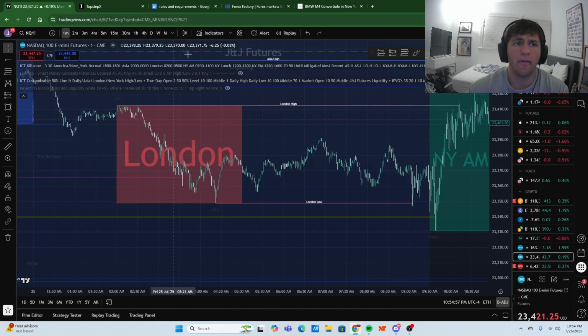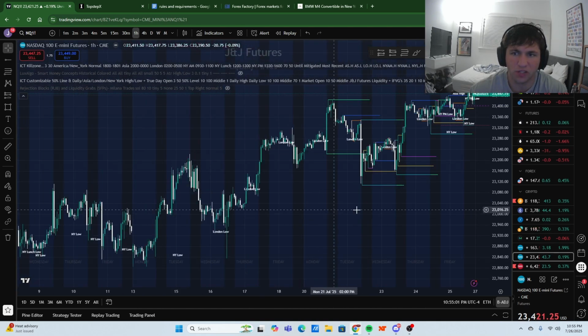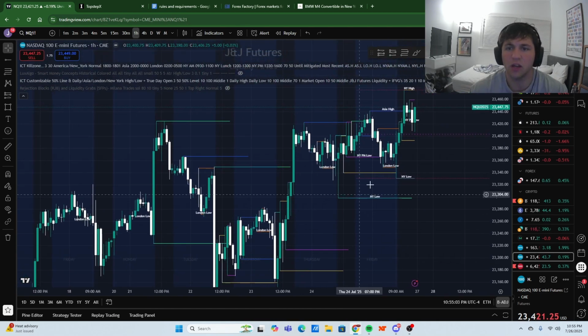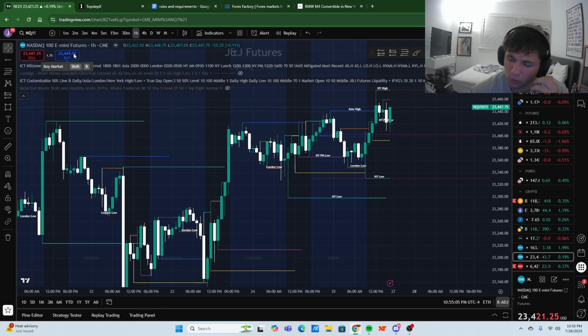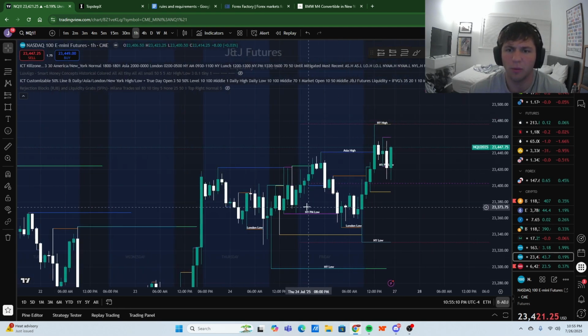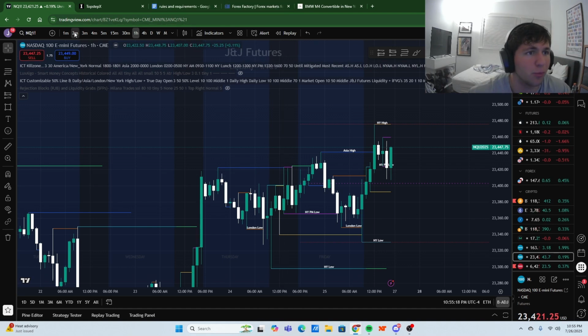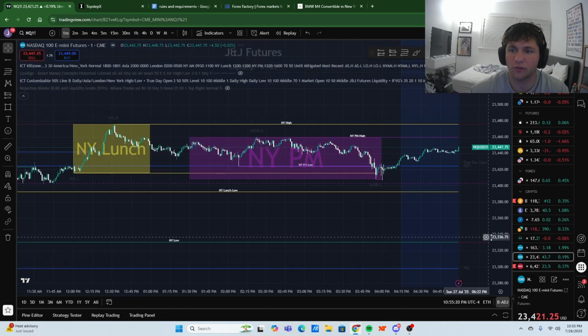If you are familiar with the Discord, the channel, anything in general, recently my main strategy has been liquidity and inverse fair value gaps. I've always entered off inverse fair value gaps since switching to ICT almost a year ago. But there are a couple ways that I can identify which ones are the highest probability. So first, let's talk about inverse fair value gap entries.